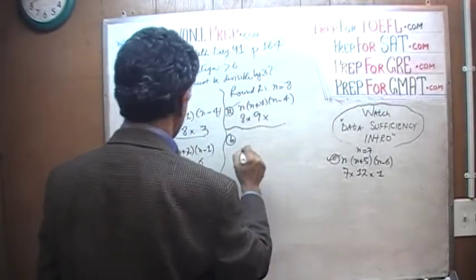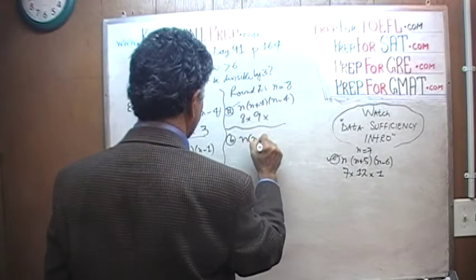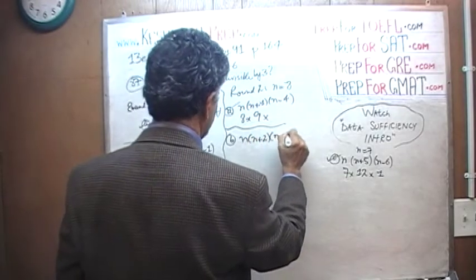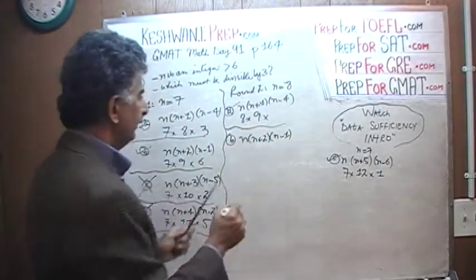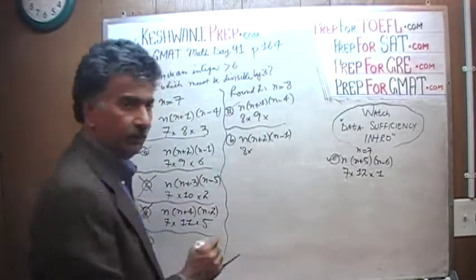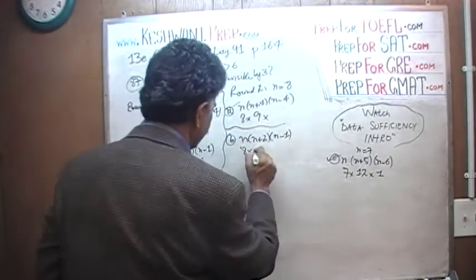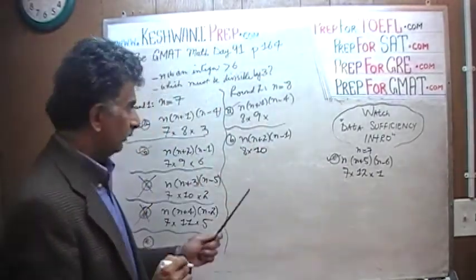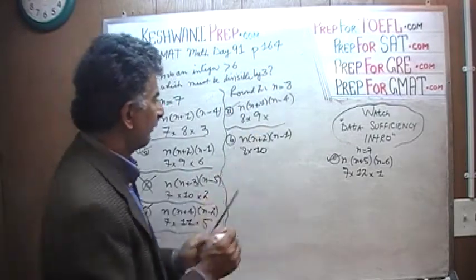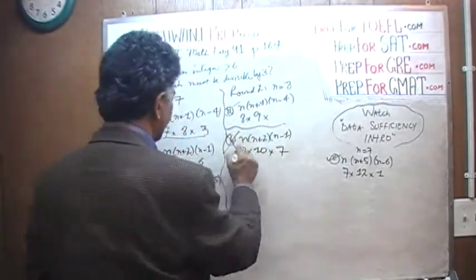B says n times n plus 2 times n minus 1. n is 8. 8 is not divisible by 3. 8 plus 2 is 10. 10 is not divisible by 3. So far so good. And then n minus 1 is going to be 7. So that choice is gone.